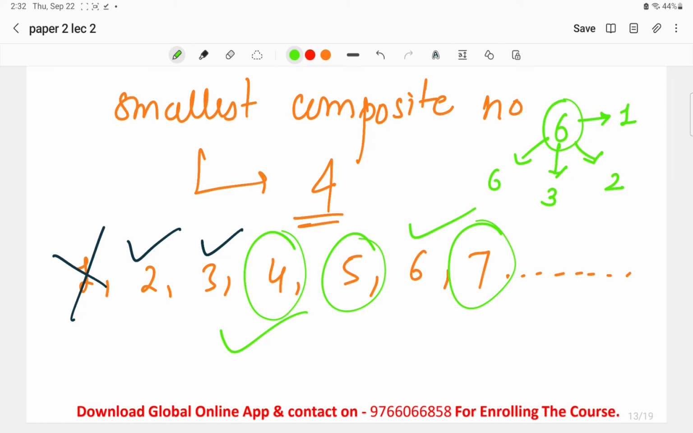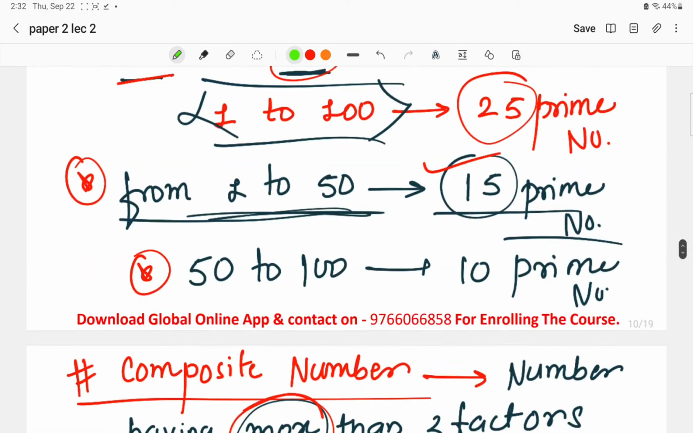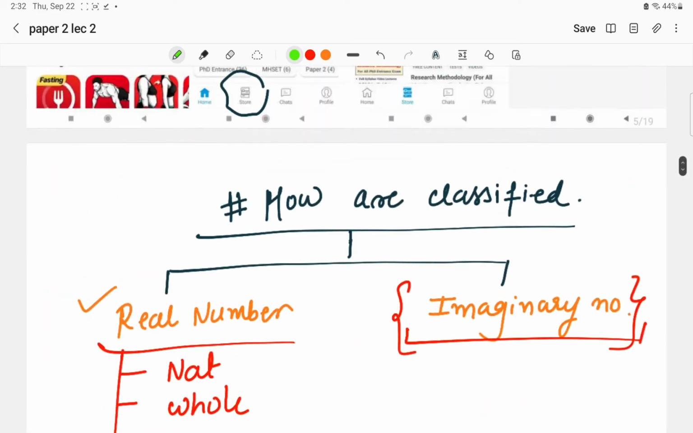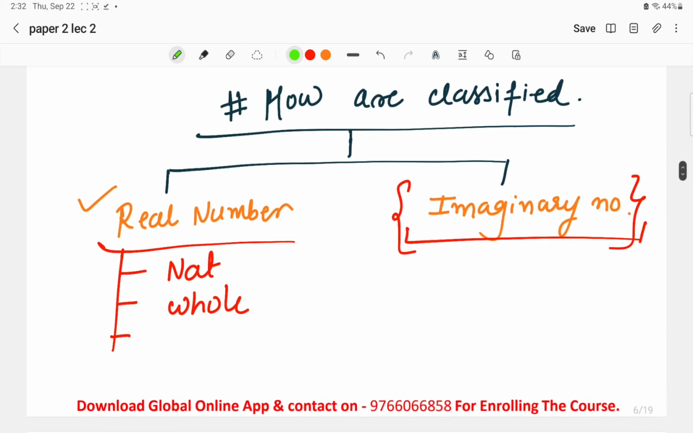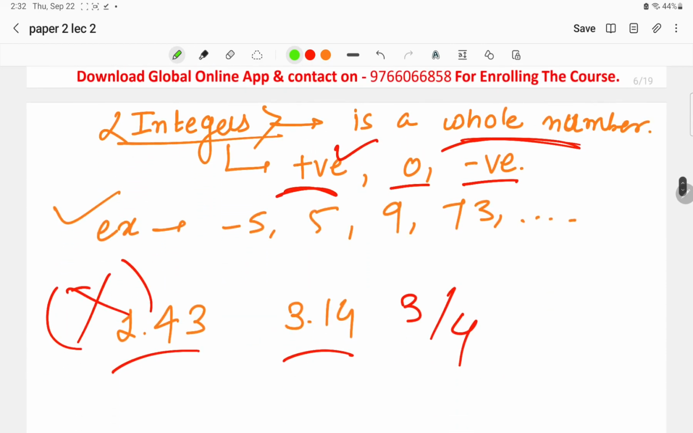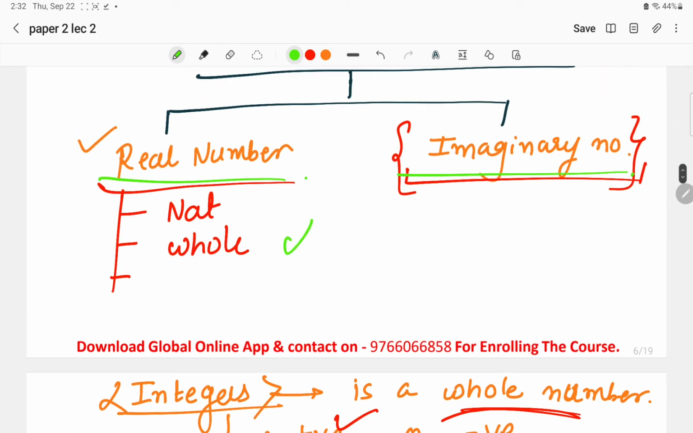So in today's lecture, the very first thing we have to keep in mind is how the numbers are classified. Basically they are classified into real numbers and imaginary numbers. What we have seen is that real numbers are the numbers that can be represented on the number line, having zero as the origin. On the right hand side there are the positive numbers, on the left hand side there are the negative numbers.